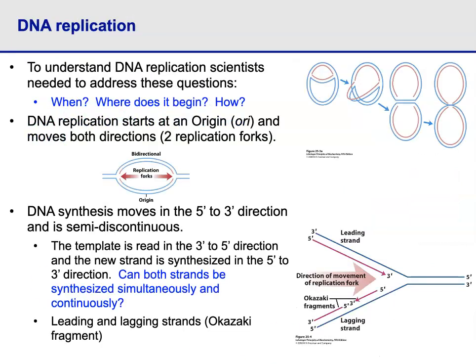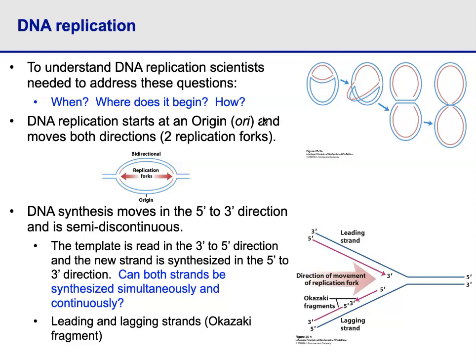Alright, so to understand how replication actually works, the scientists needed to answer these questions. When does it happen? Where does it begin? And how does it happen? Well, obviously, when do we need to double our genetic information? When there is a cell division. All right, easy question to answer.